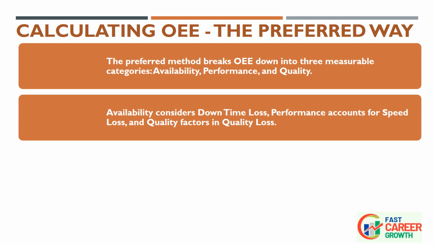What is performance? Performance takes into account speed loss, which includes all factors that cause the production asset to operate at less than the maximum possible speed when running. It is calculated as the ratio of net operating time to operating time. In practice, it is calculated as ideal cycle time multiplied by total pieces and divided by operating time.